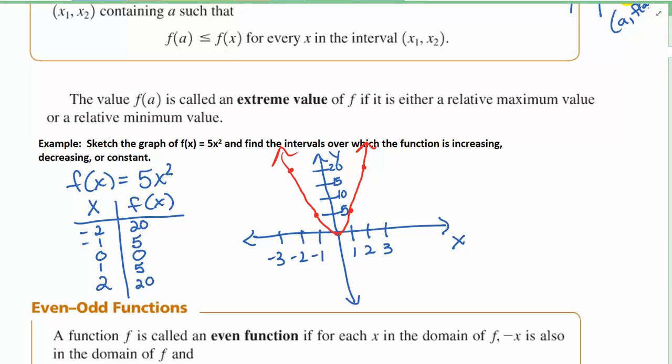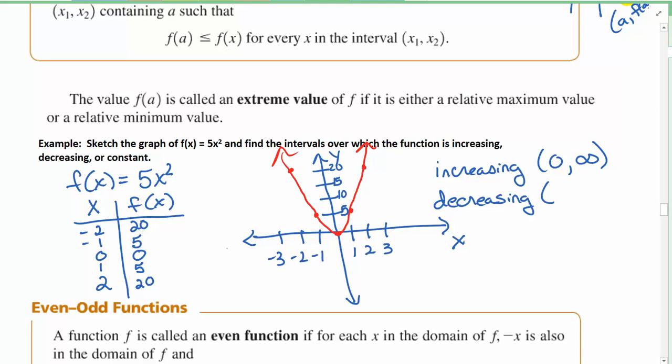Now, it is increasing from 0 to infinity. We are drawing up. So we would say that it is increasing from 0 to infinity. That is the x interval that it's increasing on. We'll say that it's decreasing from negative infinity to 0.